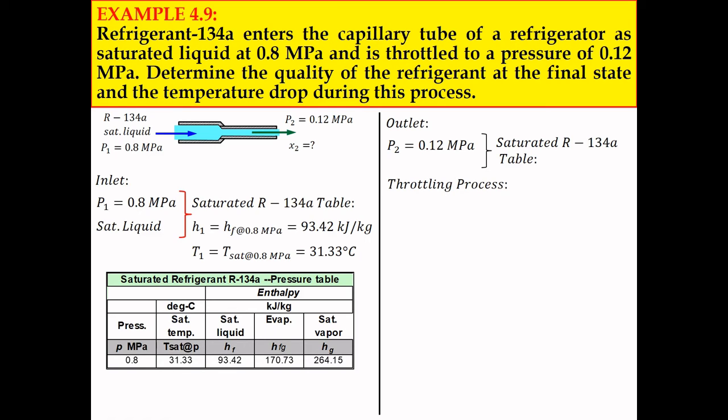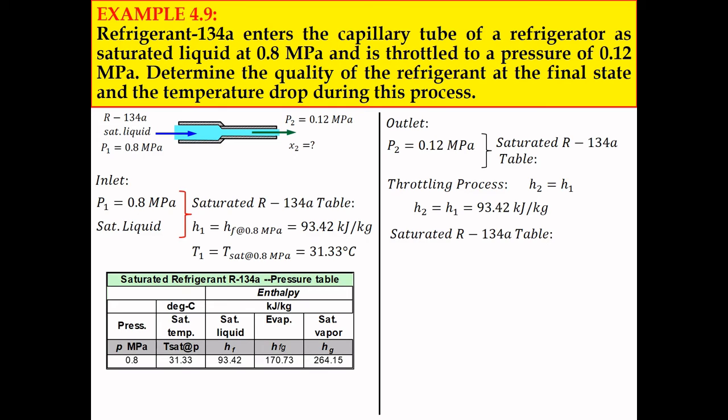Okay, so we can use the characteristic of the throttling process, where we know that for a throttling process the enthalpy value is constant, where H2 will be equal to H1. So now H2 equal to H1 equal to 93.42 kilojoule per kg. So now we already have two data points. First we have the pressure data, and the second one we have the enthalpy data.